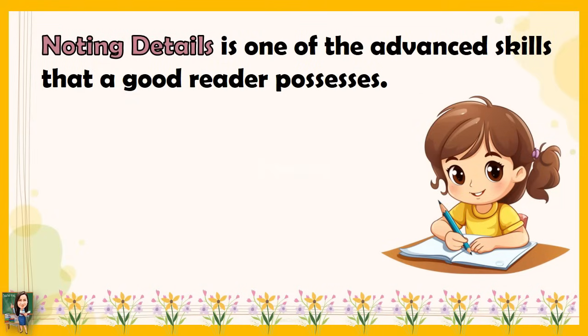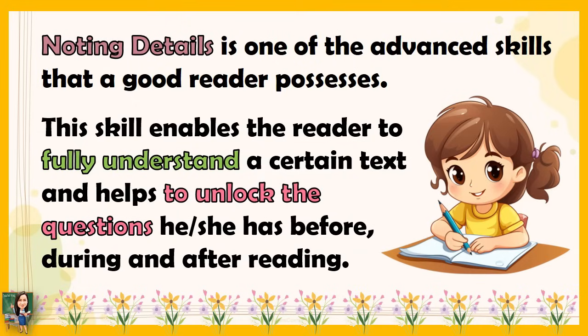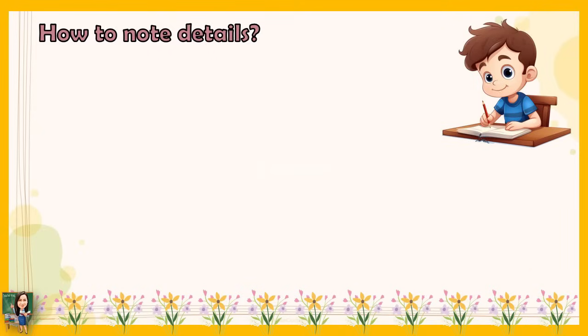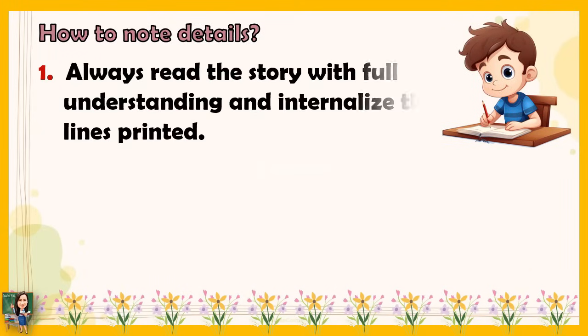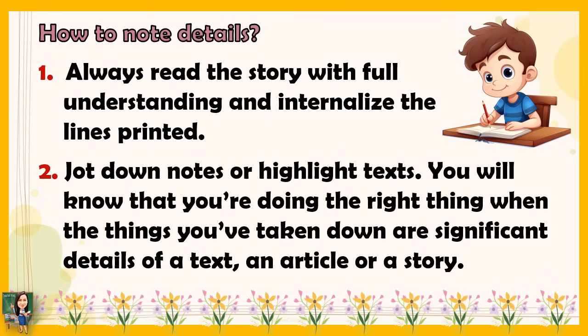Noting details is one of the advanced skills that a good reader possesses. This skill enables the reader to fully understand a certain text and helps to unlock the questions he or she has before, during, and after reading. How to note details? First, always read the story with full understanding and internalize the lines printed. Second, jot down notes or highlight text. You will know that you are doing the right thing when the things you've taken down are significant details of a text, an article, or a story.